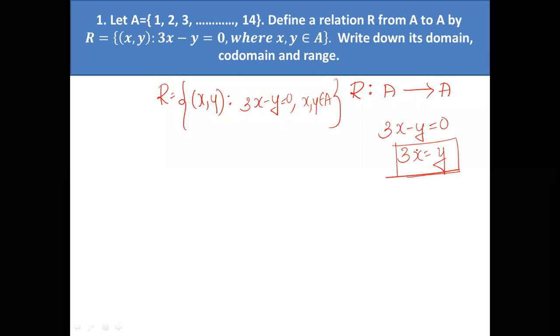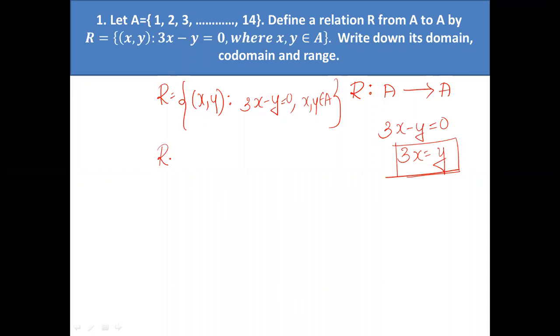So now you know the relation between x and y. When you take a value for x, what should y become? It should become 3 times that value. So we'll start taking values for x. So what is the first element in A?